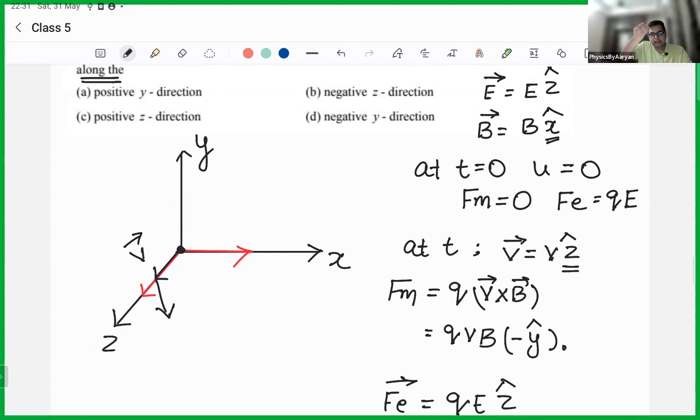After some time it will move in a circle, and its speed will keep on increasing because of the Z axis, and the motion is circular.